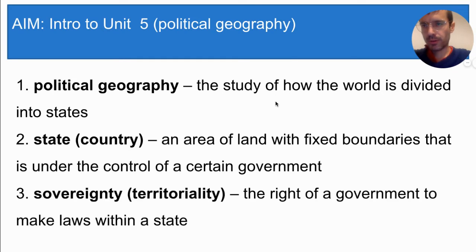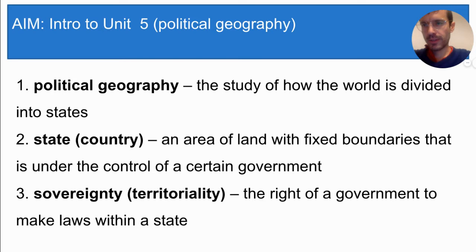And that power, the ability of a government to make decisions within the borders of its state, is called sovereignty, and it's also called territoriality. Boundaries are imaginary lines, but they're important because they determine the limits of a government's sovereignty.